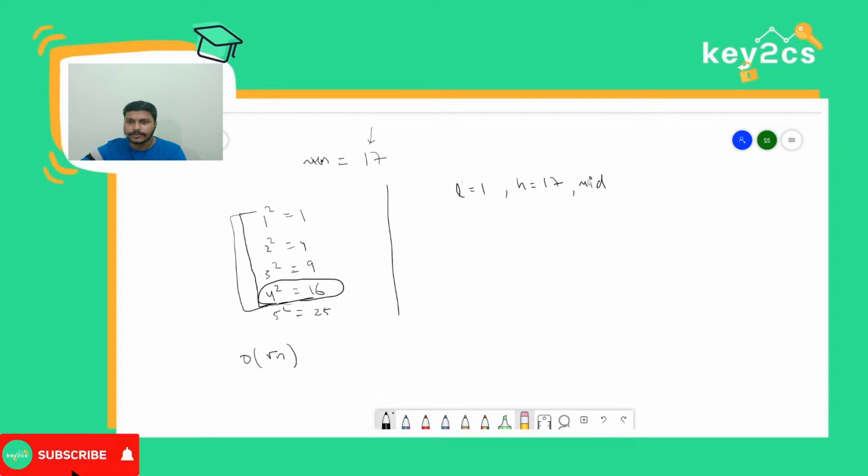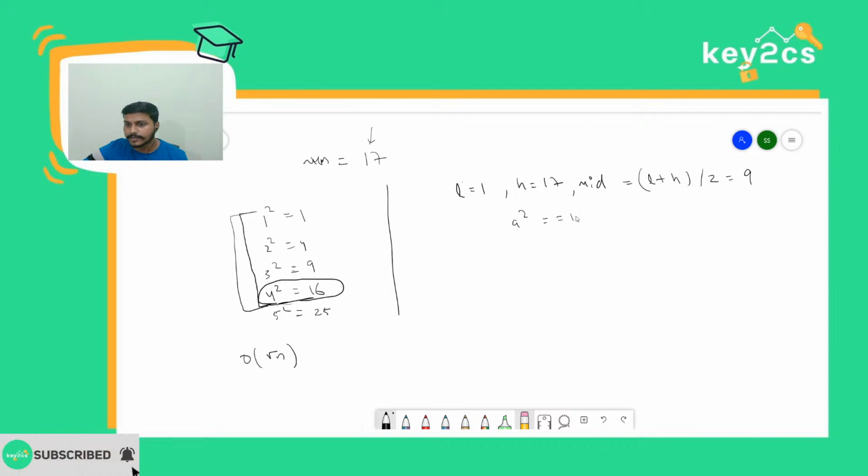So you'll find the mid, the middle value, which is nothing but (low plus high) by 2. Here the middle value is 1 plus 17 by 2, that is 9. The given number is 17, so you check whether 9 square is equal to 17. No, 9 square is not 17.